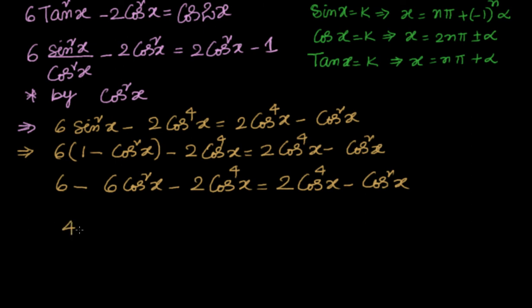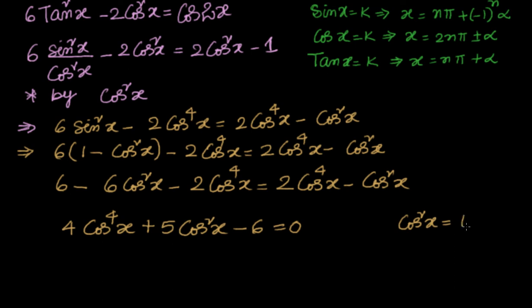2 plus 2 is 4. So this becomes 4 cos to the power of 4 x. 6 cos square x will become plus 6 minus 1, that is plus 5 cos square x, minus 6 equal to 0. What I have done is brought everything from left hand side to right hand side. Now if you take cos square x equal to t, this is nothing but 4t square plus 5t minus 6 equal to 0.